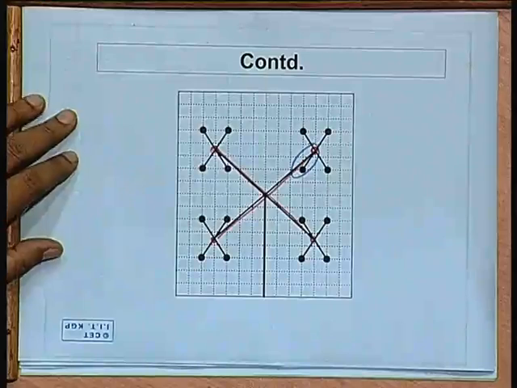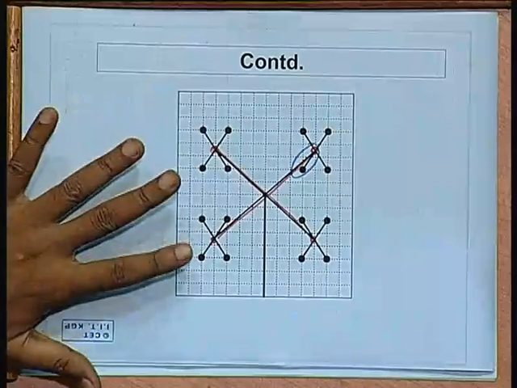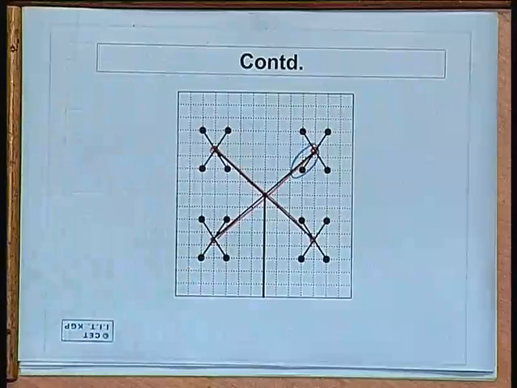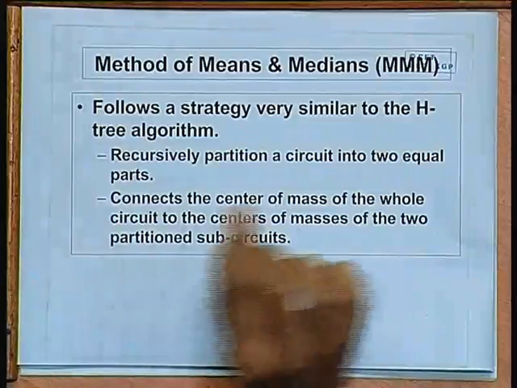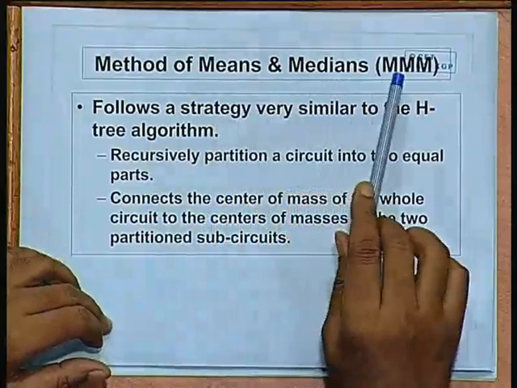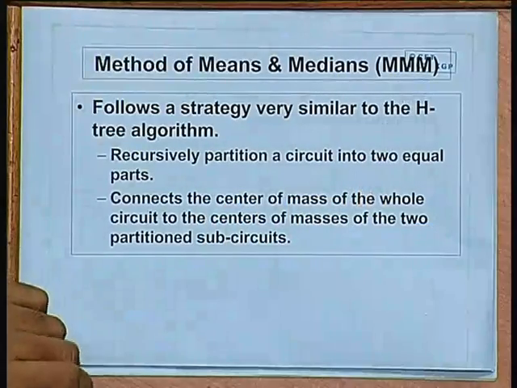But now let us look at a scheme which is based on a non-regular clock distribution requirement. Well, you have an ASIC, it can be a standard cell, it can be a custom design, where the clock net points may be distributed across the chip. There, one method which you can use is called the method of means and medians. This is called MMM in short.